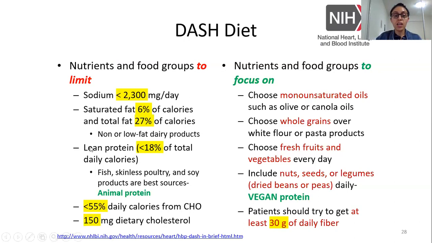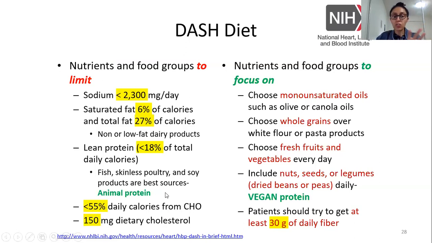Full cream milk. Then the emphasis is more on lean proteins, less than 18% of total calories coming from lean proteins, and greater emphasis is on vegan sources of protein, like your nuts, seeds, legumes, all of that. And with animal proteins, it has to be lean and predominantly fish and white protein in comparison to red proteins. So in the examples I have given here, fish, skinless poultry, soy products are your vegan products.